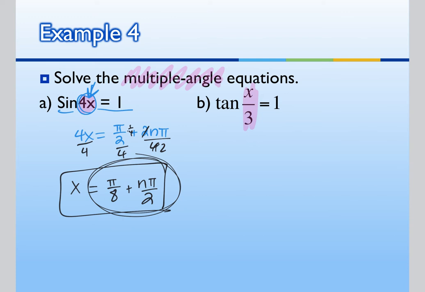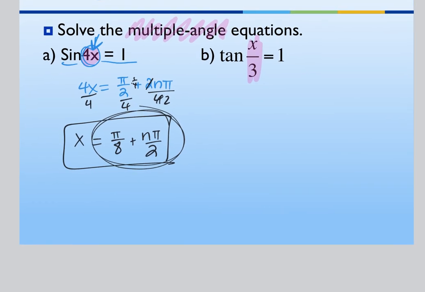Remember that these can be checked like we tested them out yesterday. So I can take pi over 8 and I can plug it in there, and I can say sine of 4 times pi over 8 equals 1. 4 goes into 8 twice, so sine of pi over 2 equals 1, and sine at pi over 2 is 1. So I know I got that angle right. So you can always check these. You can check any of the solving, but you can.